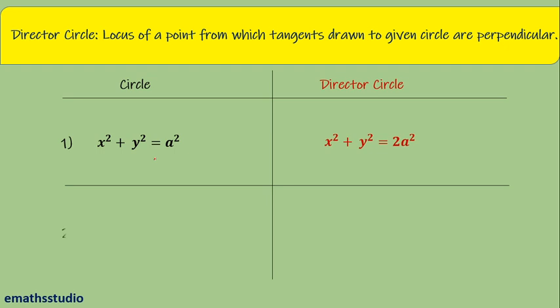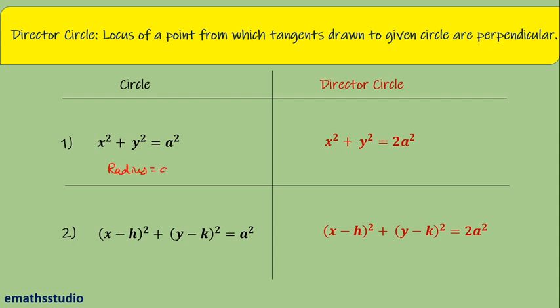For the circle (x minus h) the whole square plus (y minus k) the whole square is equal to a square, the equation of the director circle is (x minus h) the whole square plus (y minus k) the whole square is equal to 2a square. Observe one thing: if the radius here is a, then the radius here is root 2 times a. The radius of the given circle is a, and the radius of the director circle is root 2 times a. This is one more important point one can note for the director circle.